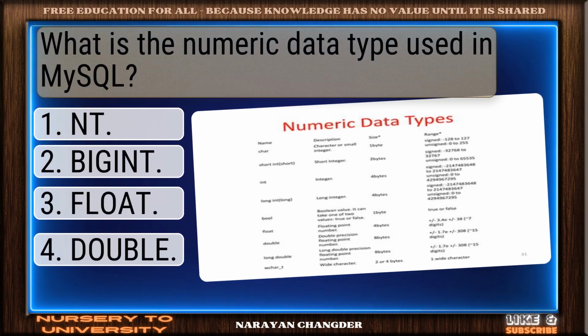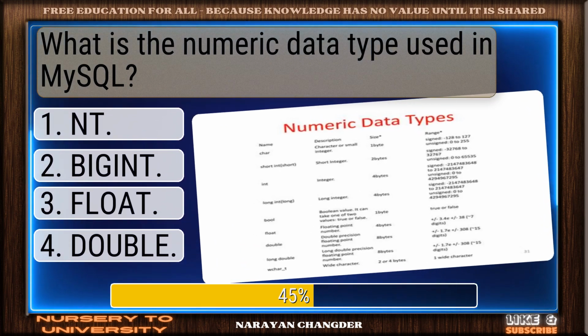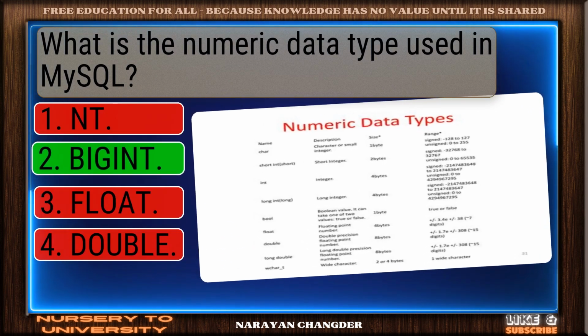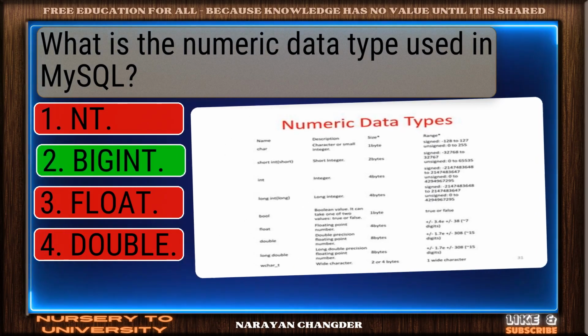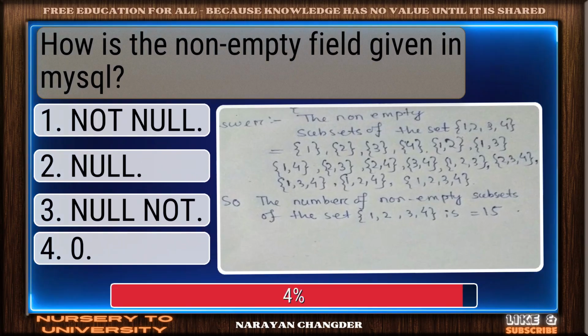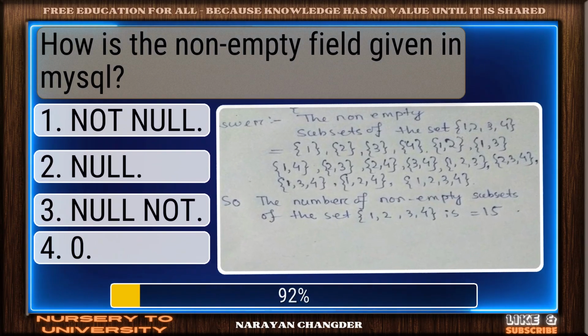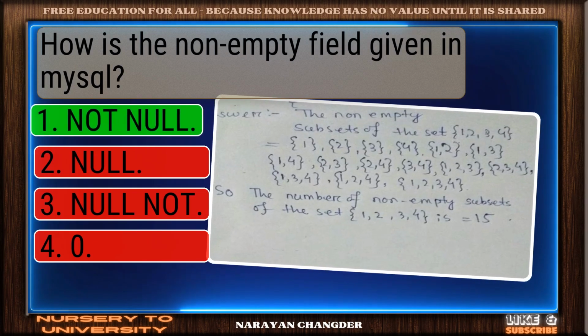Question number 57. What is the numeric data type used in MySQL? Correct response. Bigint is the most accurate answer. Question number 58. How is the non-empty field given in MySQL? Sharp thinking. Not null is the right choice.